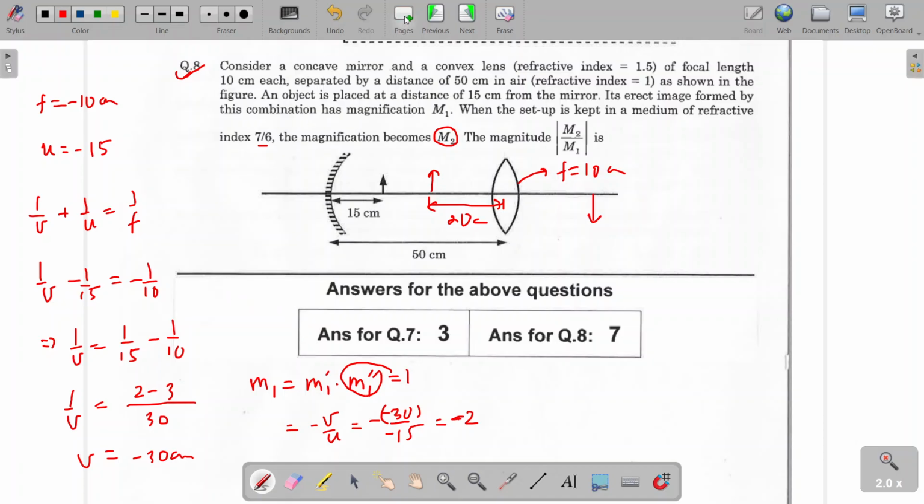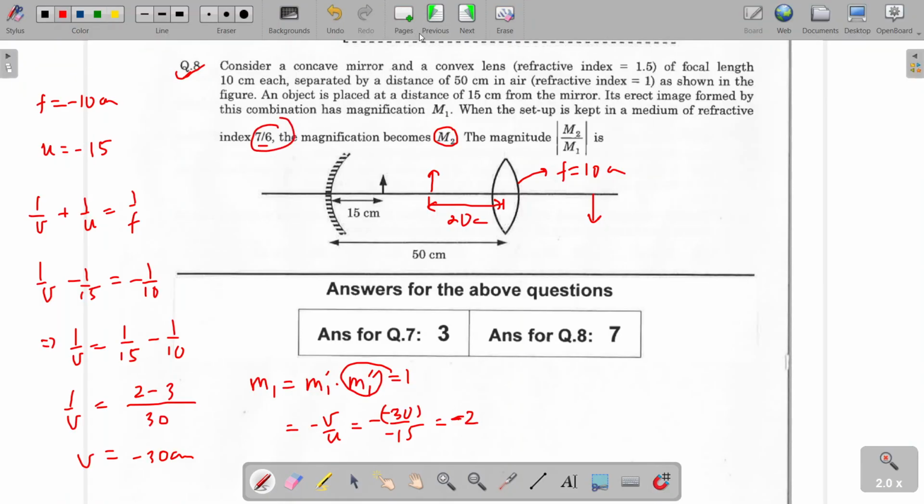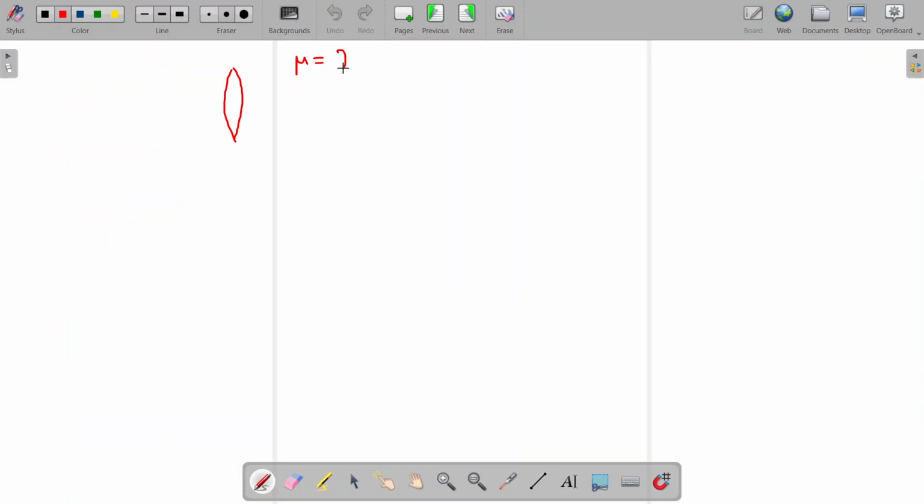Now we will do this whole question by immersing the system in a fluid of refractive index 7 by 6, as is mentioned in the question. So the refractive index of the surrounding medium is 7 by 6, and the object is placed at a distance of 20 centimeter. Whatever magnification we achieve in this case would be our magnification for the whole idea.